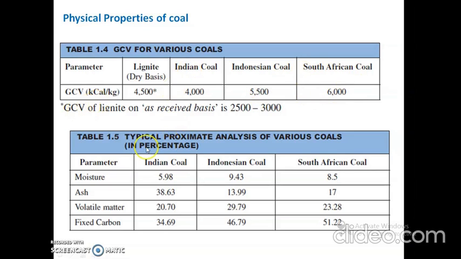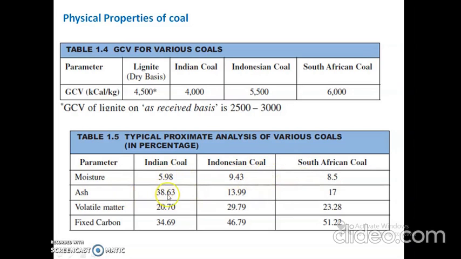Then typical proximate analysis of various coals in percentage. In proximate analysis, we know that we look at moisture, ash, volatile matter, and fixed carbon. So moisture content is 5.98 in Indian coal. Indonesian coal and South African coal have quite high moisture content.